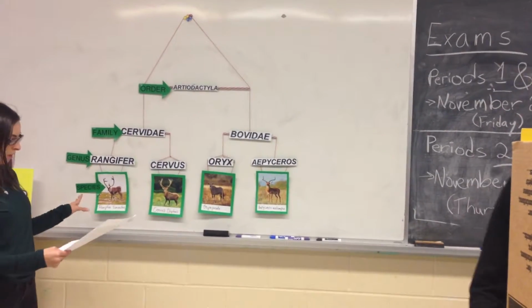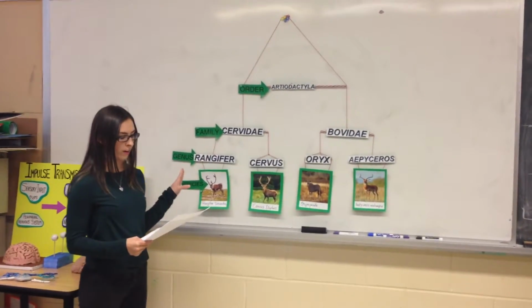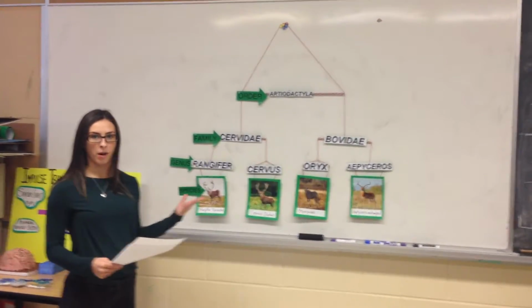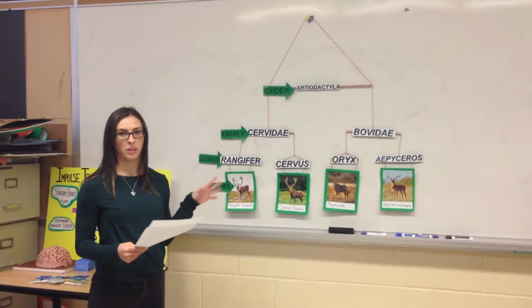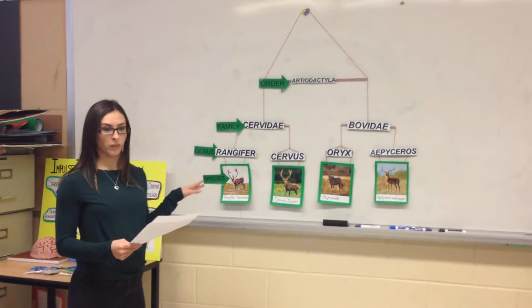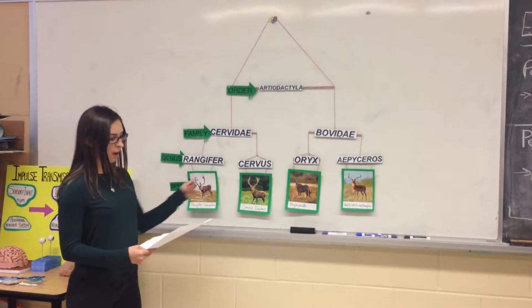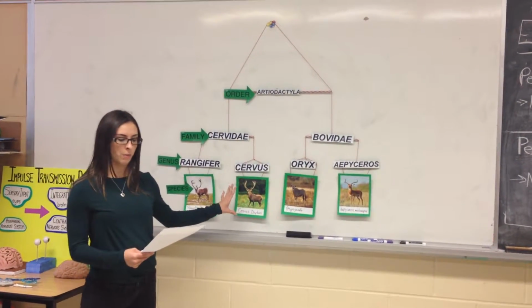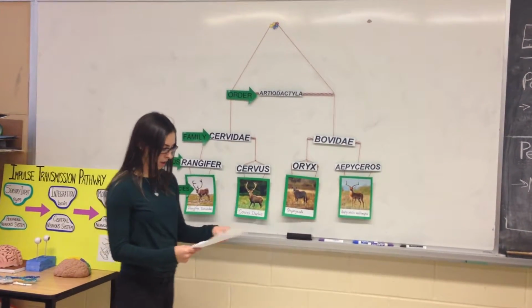So for species, we have Rangifer tarandus. They have very large antlers compared to their body size. Their color depends on the season, and they have a dense woolly undercoat with a long-haired overcoat. The next one is Cervus elaphus. They have a relatively long tail, a reddish-brown coat, and crown-style antlers.